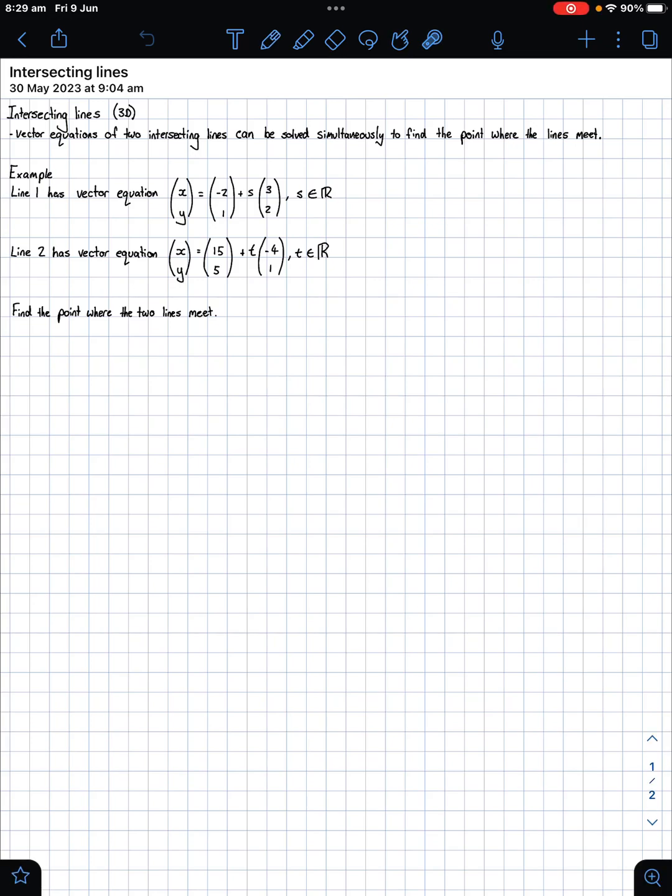Okay, so we're jumping into intersecting lines, which means when we have two lines and we're looking at when they intersect, we want to find the point where they intersect. So vector equations of two intersecting lines can be solved simultaneously to find the point where the lines meet. Now this is the key point of this thing here, two intersecting lines. We know these lines intersect.